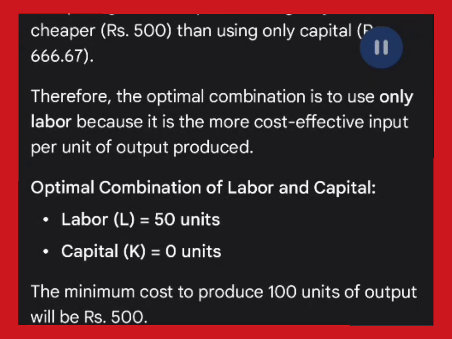Optimal combination of labor and capital: Labor L = 50 units. Capital K = 0 units. The minimum cost to produce 100 units of output will be 500 rupees.